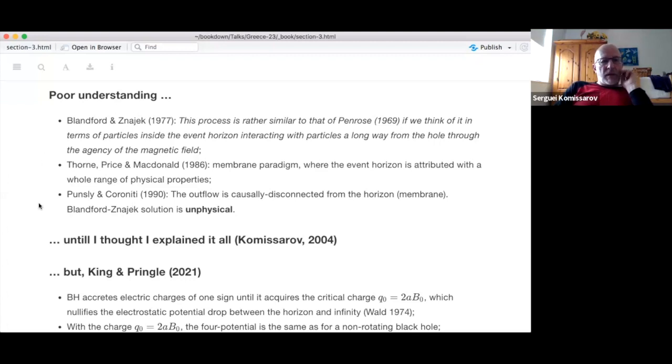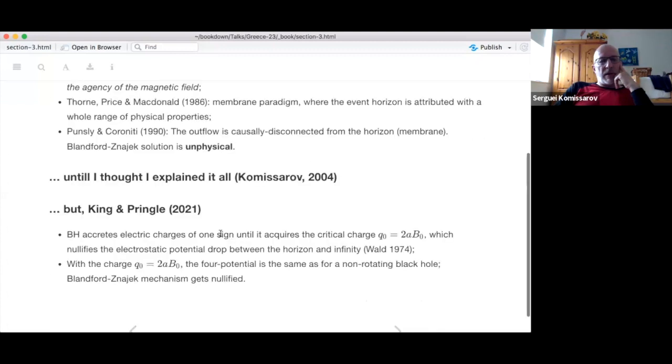And well, this poor understanding continued until I thought I explained it all in my 2004 paper on the magnetospheres of black holes. But recently, King and Pringle, in 2019, in fact, published a paper. They put forward quite an interesting argument.